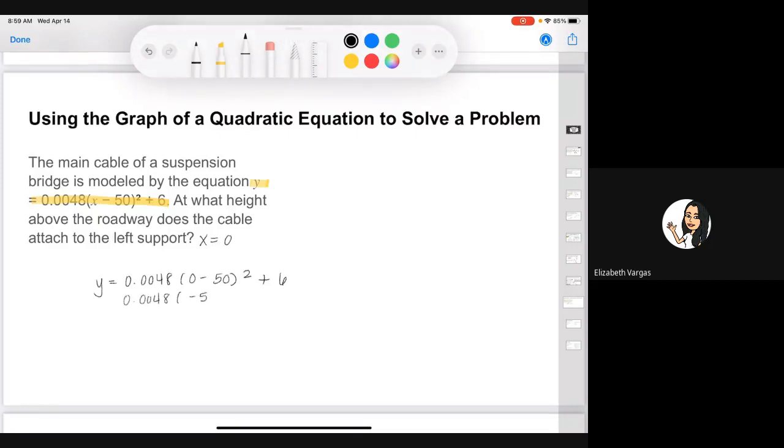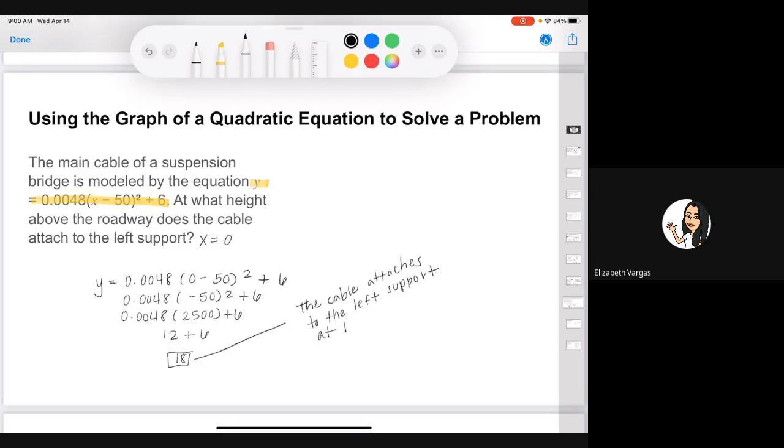Now I just solve for this, which gives me about 12, plus 6, which gives me 18. So basically what this is telling me is the cable attaches to the left support at 18 feet.